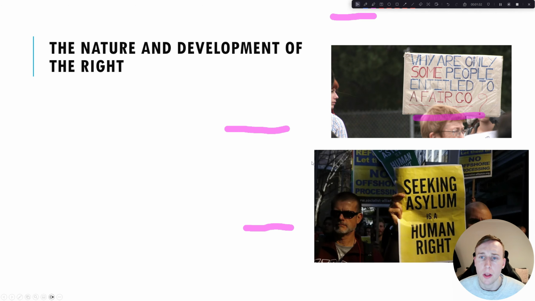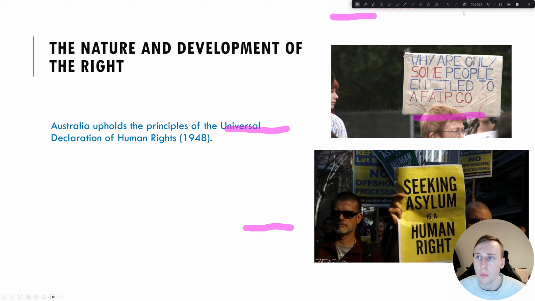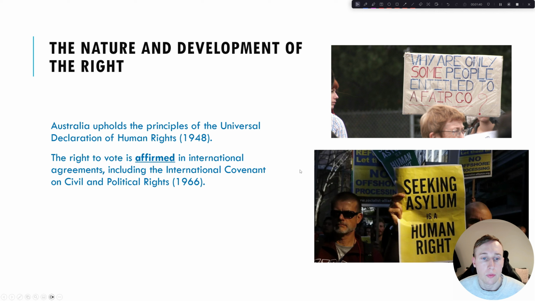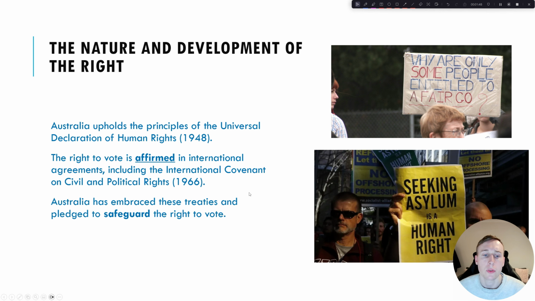So how it's developed over time in Australia is that in 1948 we signed the Universal Declaration of Human Rights. We've got the right to vote in international rights laws and agreements in 1966, and we've also embraced certain treaties to ensure we really protect our right to vote. What I'm trying to get at by this slide is that it's very, very well protected through multiple mechanisms, and the ability to vote for who you want to represent you is very unlikely to be taken away because of how protected it is in Australia throughout history as well.